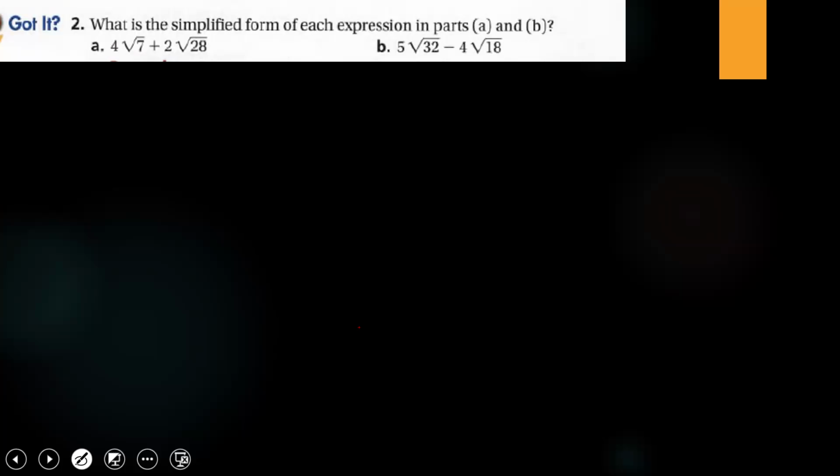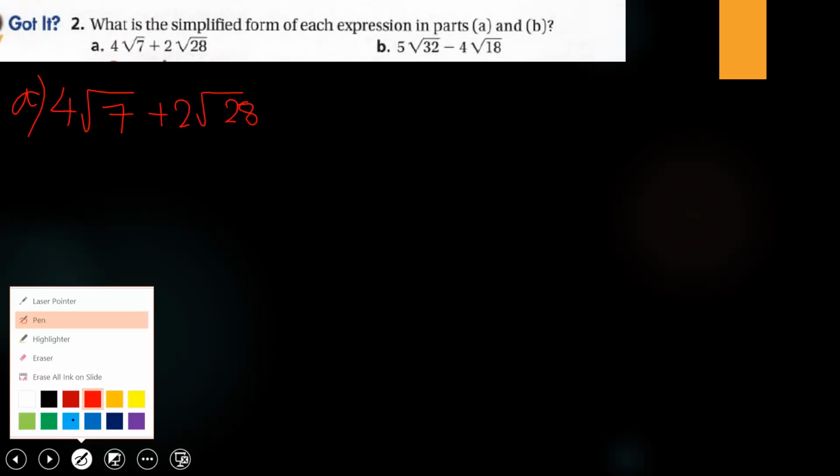What is the simplified form of each expression in A and B? 4 square root of 7 plus 2 square root of 28, and 5 square root of 32 minus 4 square root of 18. Let's now do A first: 4 square root of 7 plus 2 square root of 28. Now, as you see, the numbers under the square root are not the same. We have 7 and we have 28.